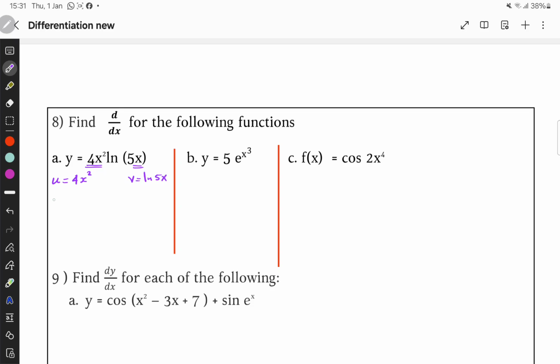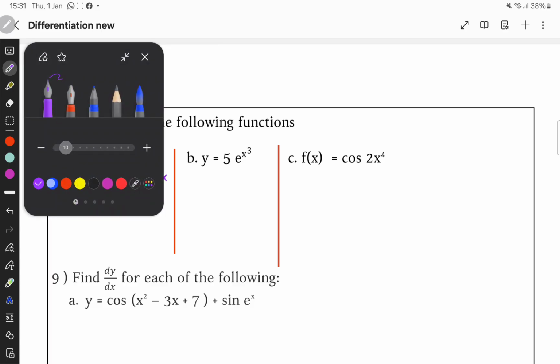Now start to differentiate. The derivative of u, 2 times 4, will be 8x. Here, I will differentiate that. The function down is 5x. The derivative of that function will be 5, so 5 divided by 5 cancel. The remaining will be 1. Now start to simplify or to use the formula.